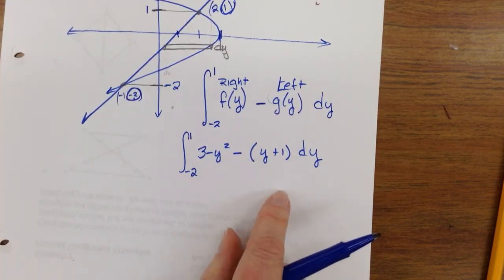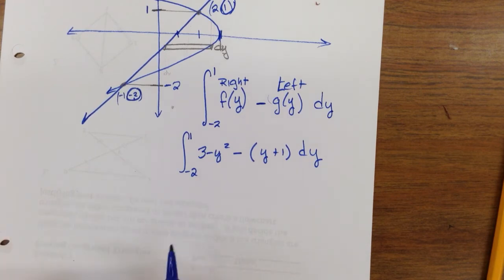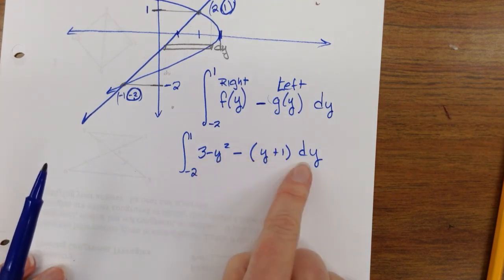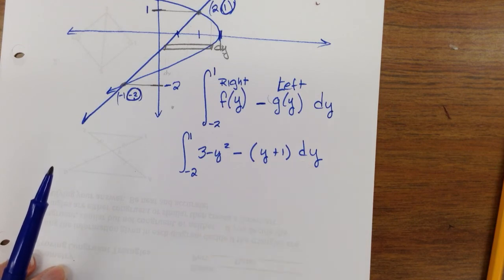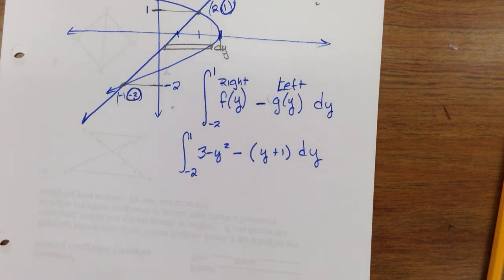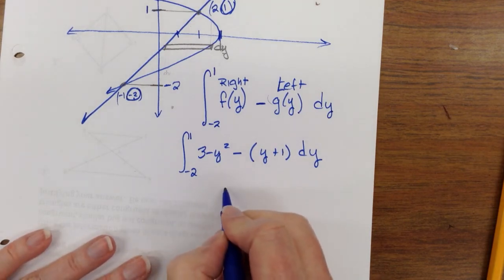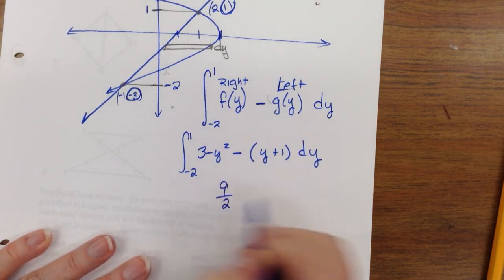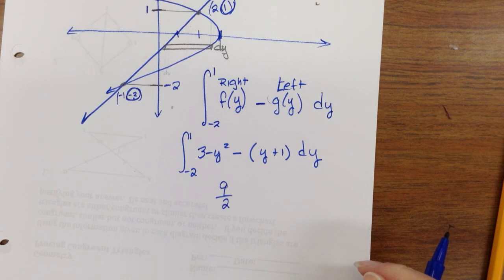You can distribute the negative, you can combine like terms, you can integrate by hand. If you had your graphing calculator, we could fnInt this. I might type in x's, but we would really understand that they're y variables. So if you want to finish that thing out, the answer ends up being an area of 9/2. All right, there it is. That's a little sneaky. Good luck with those.